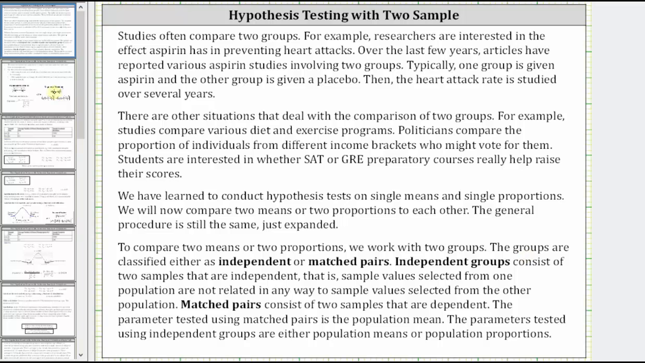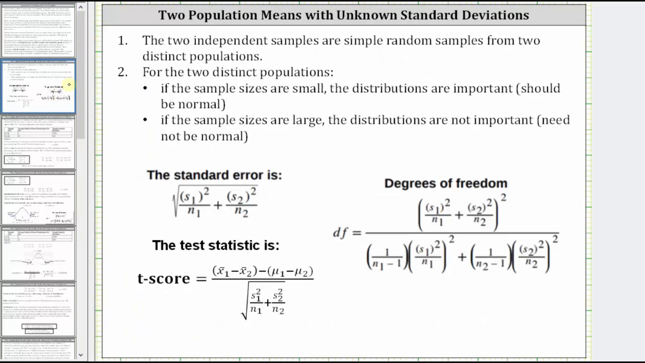In this video, we will focus on comparing two population means with an unknown population standard deviation. In this case, the two independent samples are simple random samples from two distinct populations. For the two distinct populations, if the sample sizes are small, the distributions are important, meaning they should be normal. If the sample sizes are large, the distributions are not important, meaning they need not be normal. And below we have the formulas for the standard error.